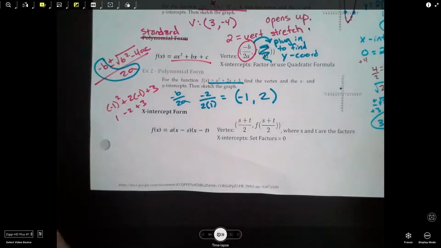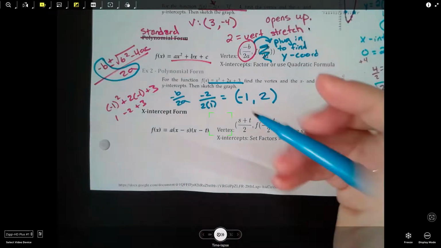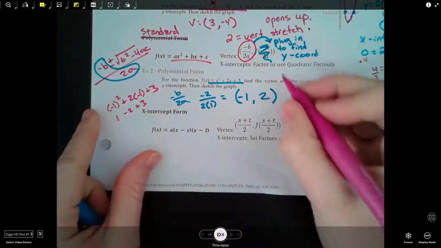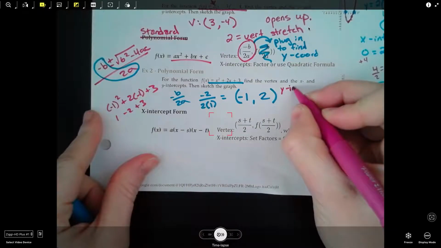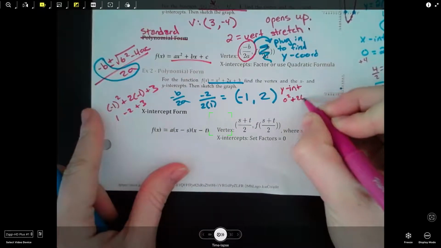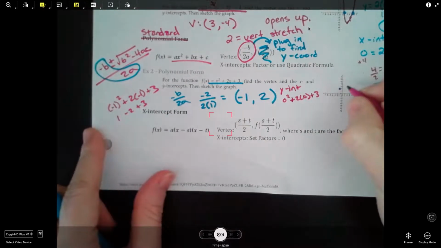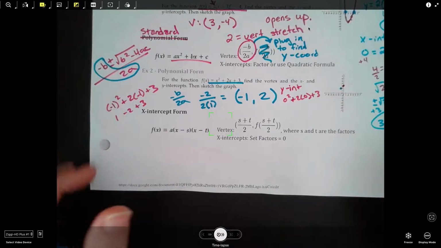And then they want us to find the x and y intercepts. To find the x-intercept, you plug 0 in for y. To find the y-intercept, you plug 0 in for x. I'm going to find the y first because it's the easiest one. If I plug 0 in for all of the places where x is, the y-intercept is 3. The y-intercept is 3.